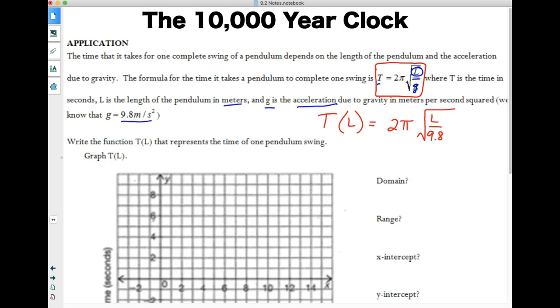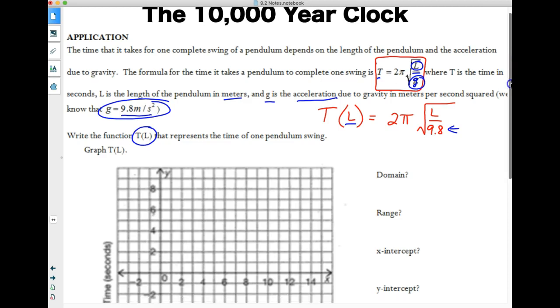So what I'm going to do is write the function: time in terms of the length of the pendulum. Time depends on the length of the pendulum, T(L) equals 2 pi times the square root of L over 9.8, because that's what g is, the acceleration due to gravity. Now they want us to graph this function.